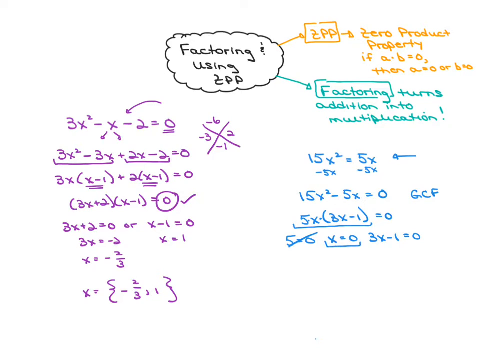Or if 3x minus 1 is equal to 0, I'm going to add 1 to both sides and then divide by 3, 1/3. All right, so this equation is true if x is equal to 0 or x is equal to 1/3. All right, so I hope this video has helped refresh your understanding of how to use factoring and the ZPP to solve quadratic equations.